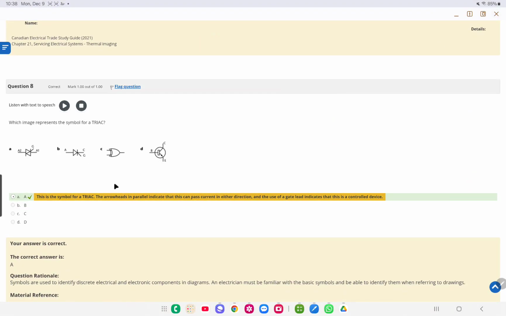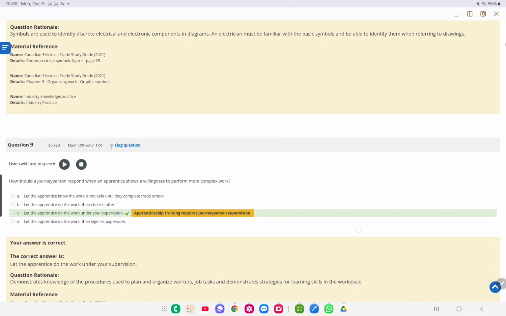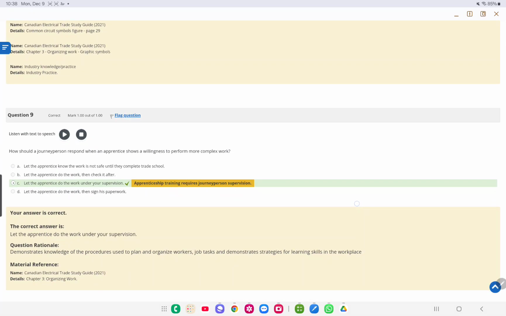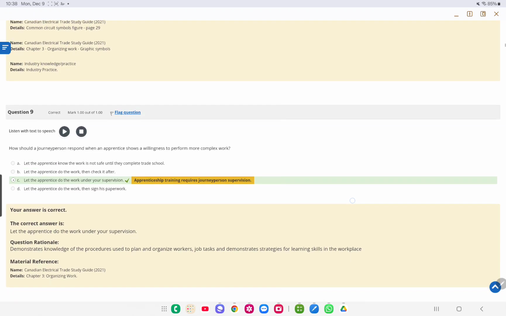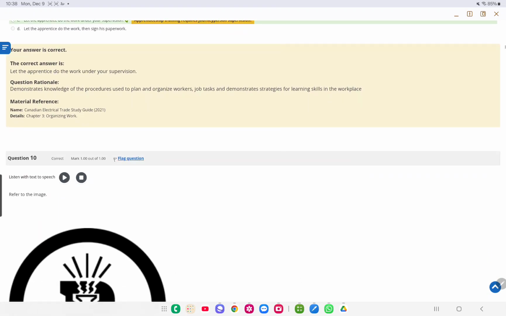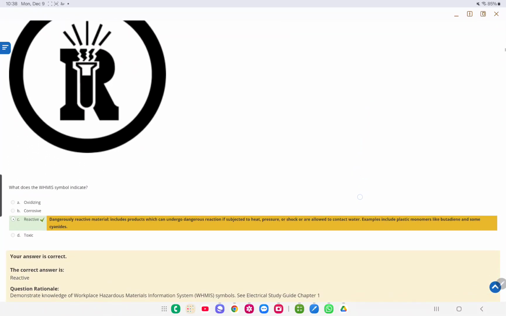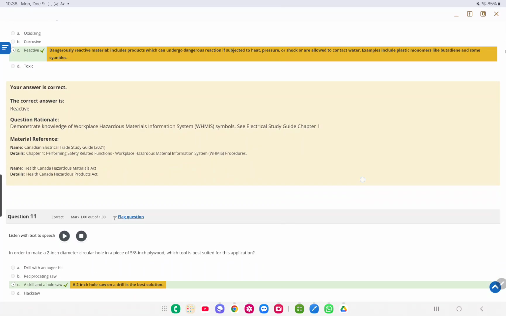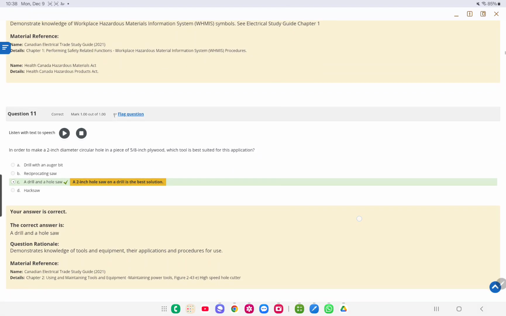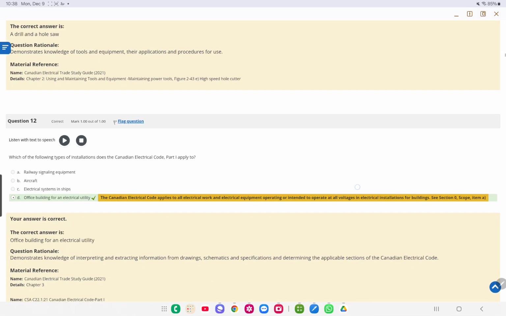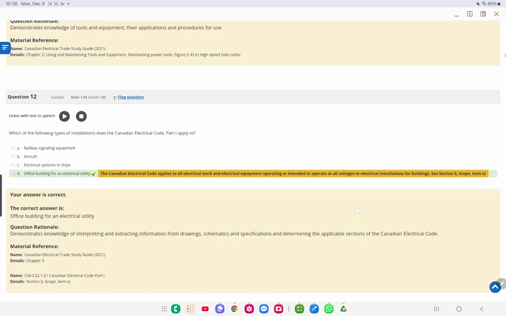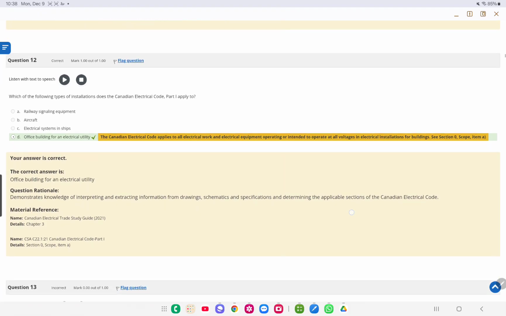So we will continue. How should a journey person respond when an apprentice shows a willingness to perform more complex work? Basically, you could do it with the supervision of the journey person. This is a reactive symbol for WHMIS. In order to make a 2-inch diameter circular hole in a 5/8 inch plywood, which is the best tool? A drill and a hole saw. Which of the following types of installations does the Canadian Electrical Code Part 1 apply to? Office building for an electrical utility.